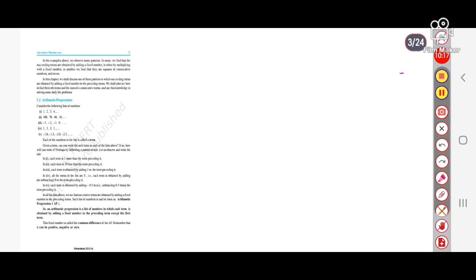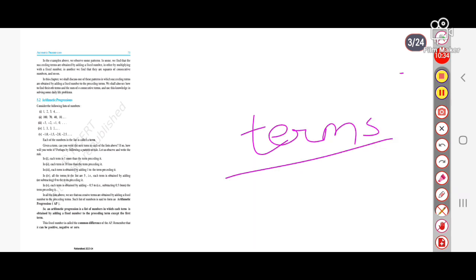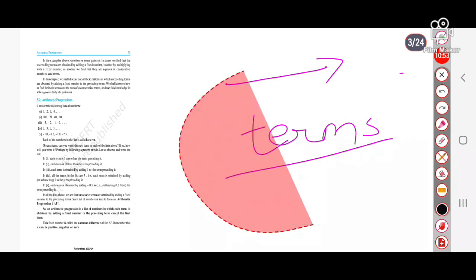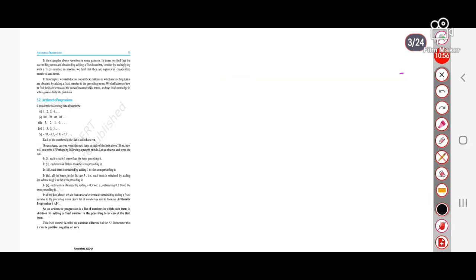So these are the basic things which we need to have in the general introduction part, right? Each of the numbers in the list is called a term. So 100, 70, 40, 10, everything is called a term. You have just heard these terms, right? The word term is common in our lower classes also. A term is nothing but the numbers present in the list of the given AP, right? Okay, then each term is one more than the term preceding it. That's the general definition of the AP, as I explained to you before.